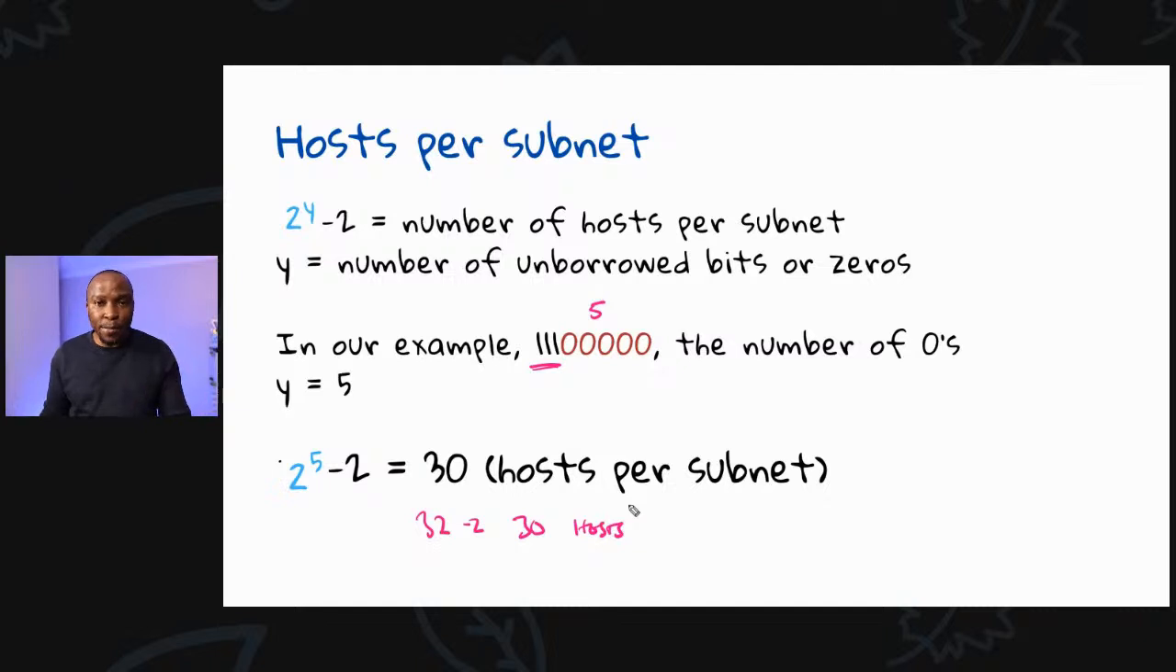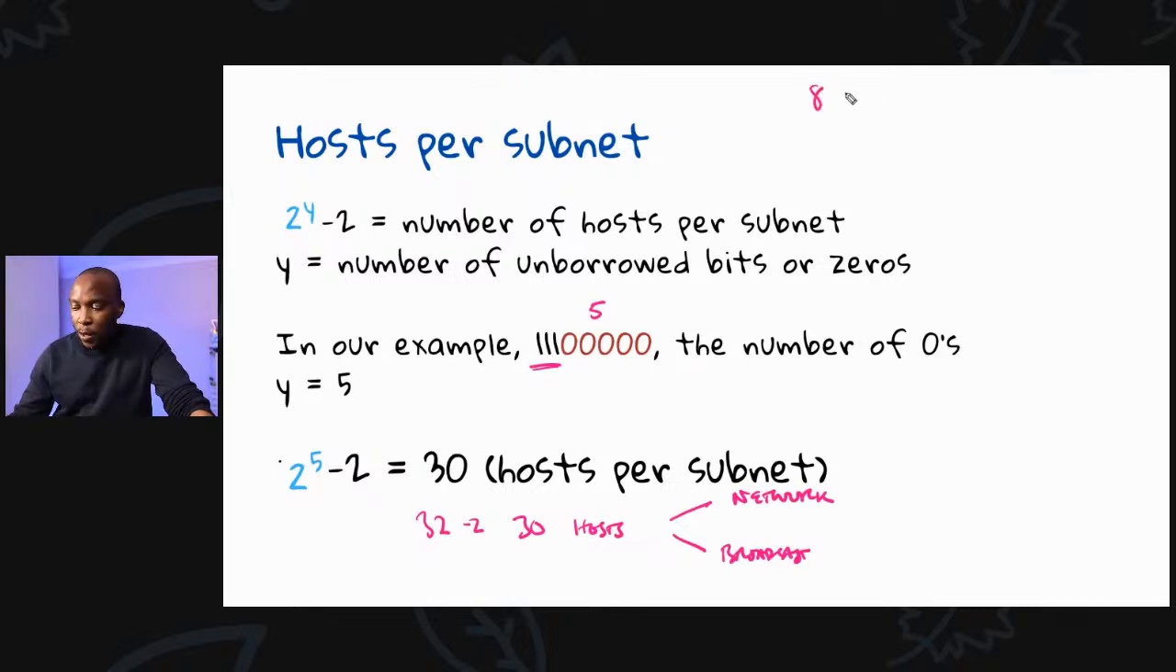And why are we subtracting 2? It's because there are 2 addresses on the network that we can't utilize. The first one is known as the network address, and the second one is known as the broadcast address. These 2 addresses are reserved on any subnet that we run on a network. So we are subtracting 2 because of the 2 IP addresses that we can't utilize. So now we have realized that if we borrow 3 bits, we are going to create 8 networks.